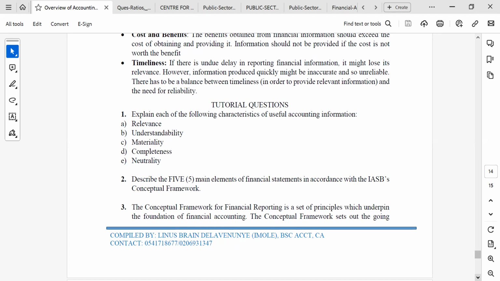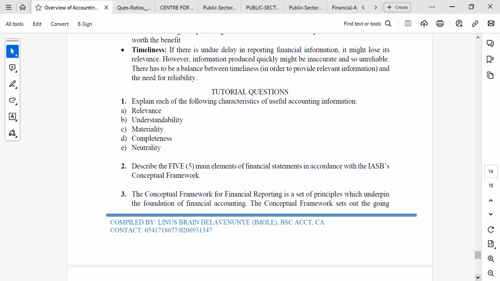Okay, so let's look at some tutorial questions over here. Tutorial question 1: explain each of the following characteristics of useful accounting information. Please, you are the one who is going to write the exam, so you will be explaining the things over here. Okay. So the first one is relevance. What do you mean by relevance? We just spoke about the issue of relevance. What do you mean by relevance?